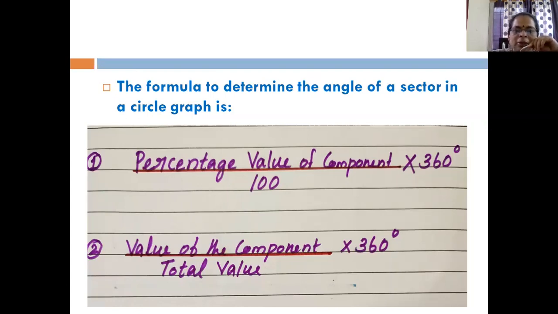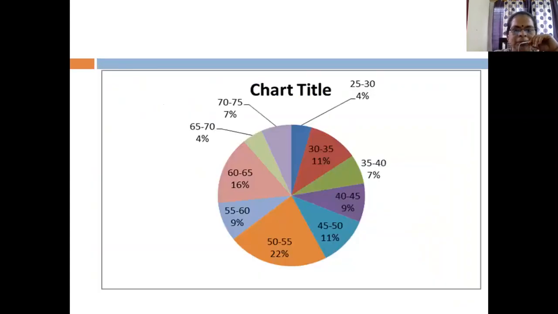But no need to go for that much confusing calculation. You directly use the formula: value of the component divided by total value into 360 degree. You will get the corresponding degree measure of each value. Then you make the pie diagram. So here is the same data that I showed in the previous slide. First I have converted it into percentage. That percentage is converted into degree measure, and like that I have drawn it.